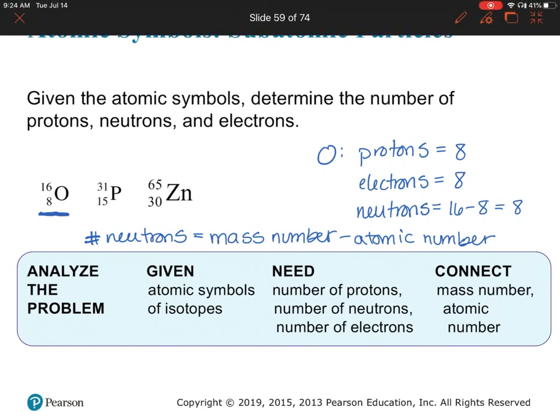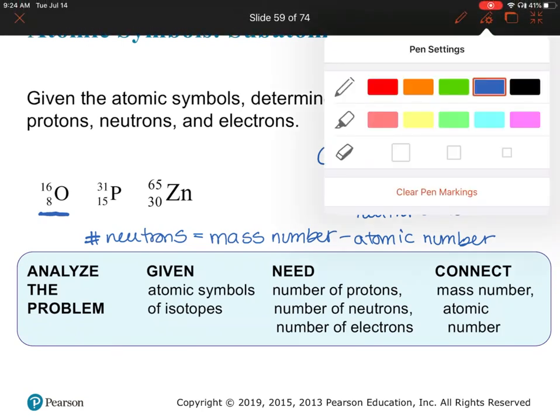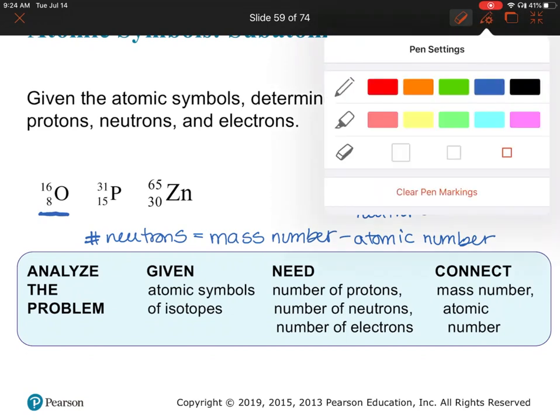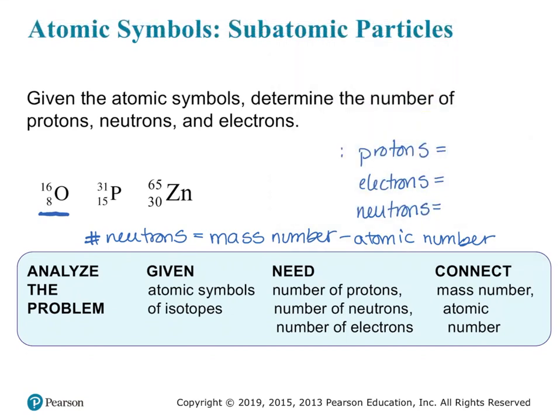Now, let's look at P, which stands for phosphorus. I'm just going to erase our values here. All right. So now we're thinking about that isotope of phosphorus. Okay, so remember on the bottom left we have the atomic number, which is 15, and then above that we have the mass number, which is 31. So how many protons does this isotope of phosphorus have? 15.